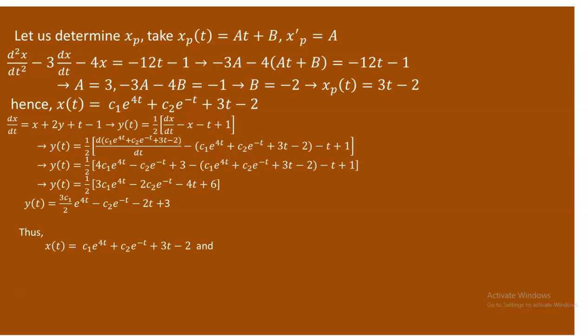So these entire expressions represent x of t, and your y of t is also determined as 3 times c1 over 2 e to the power of 4t minus c2 e to the power of minus t minus 2t plus 3. So the system of equations is solved.